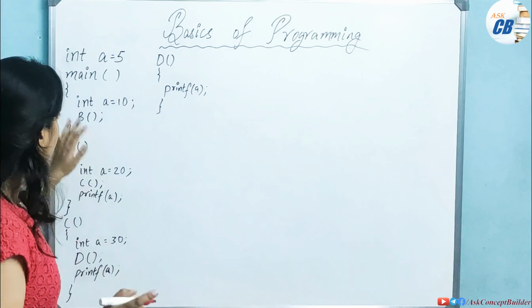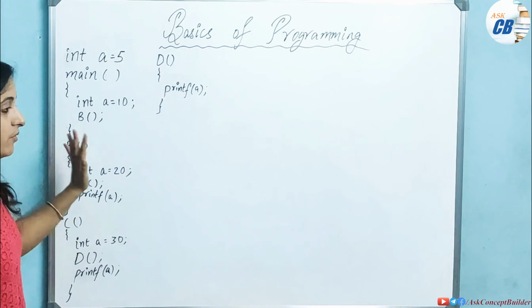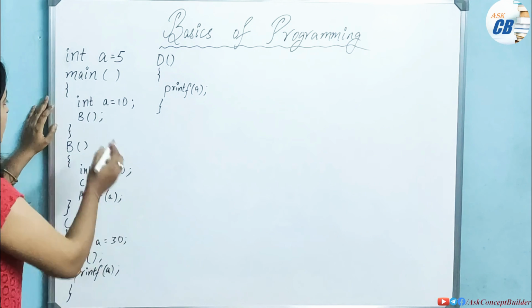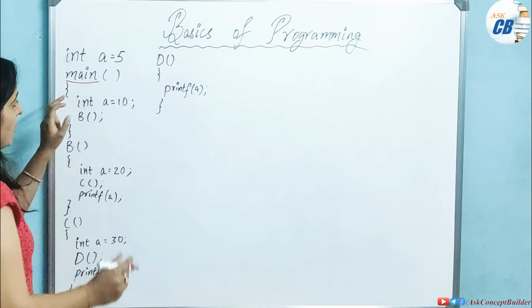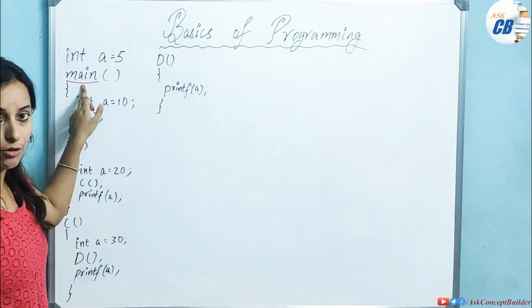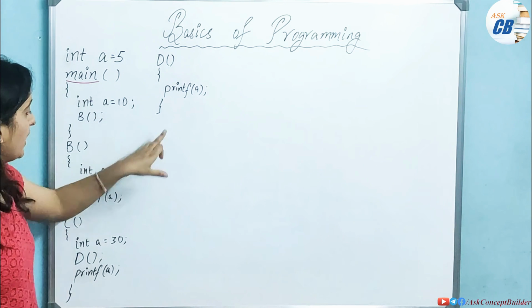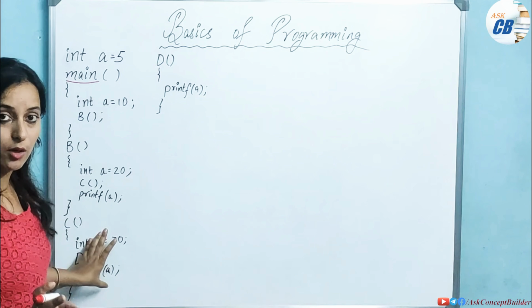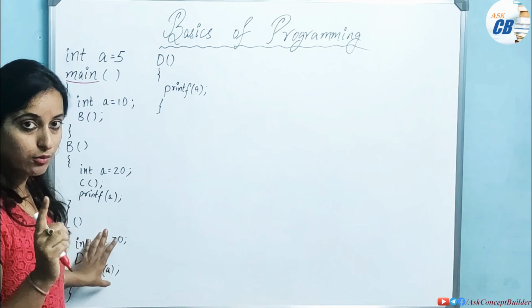Now in the whole program, first of all, we will find where our main function is present. See, our main function is present here. Now the execution of our program will start from here. If the main function were anywhere else, then our program execution would have started from there only. So this is the first thing you have to remember.